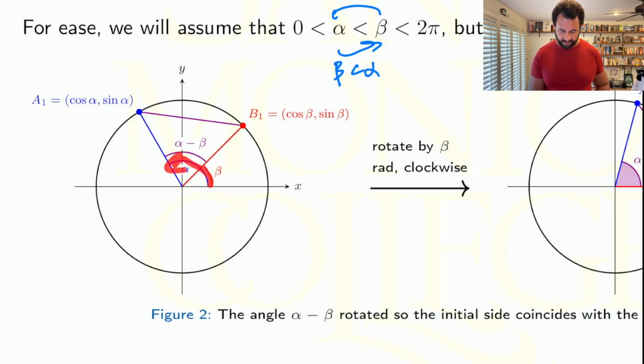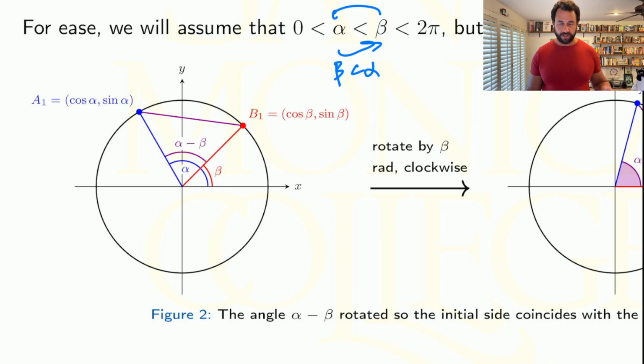But okay, so this is the angle alpha. This is the angle beta. And then when we take their difference, what we get is this angle in between right here. And I hope you can kind of see that, right? So here's alpha, here's beta, and when you take the difference, you get that space in between, right?